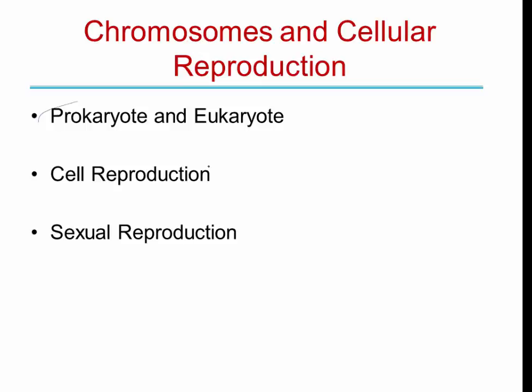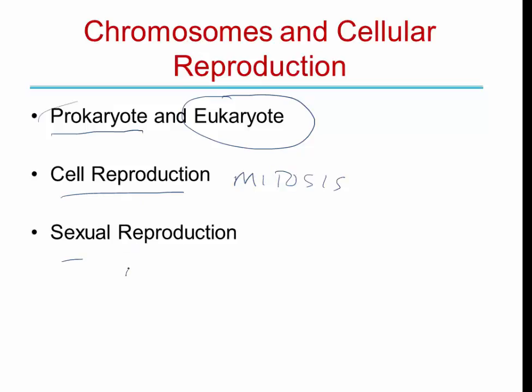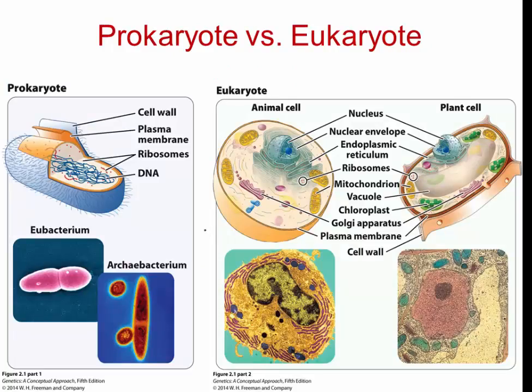All right, so here, prokaryotes versus eukaryotes. We're just talking about eukaryotes and how they divide. We will come back later to prokaryotes, but there's really not much to prokaryotic cell division. They just copy their DNA and divide. Cell reproduction, mitosis, and sexual reproduction, meiosis. I suppose it's good that we get to talk about sex, but it's not really as exciting as you might expect.